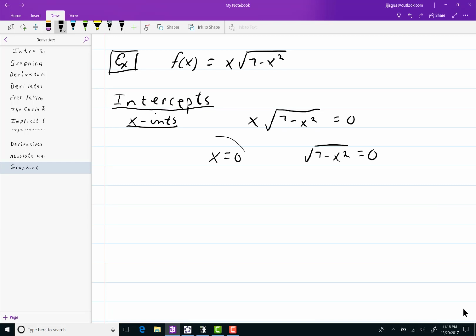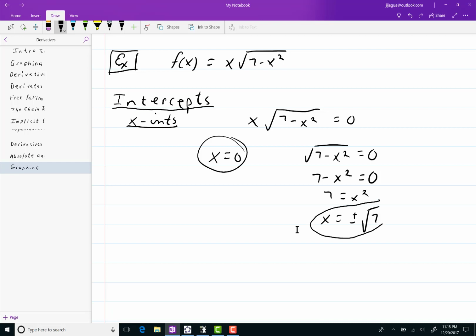Now this square root is really easy to solve. All you have to do is square both sides, and you'll get rid of the radical. So you'll have 7 minus x squared equals 0. Add x squared to both sides. 7 equals x squared, and then take the square root. So x equals plus and minus the square root of 7. It's about as easy as it gets.